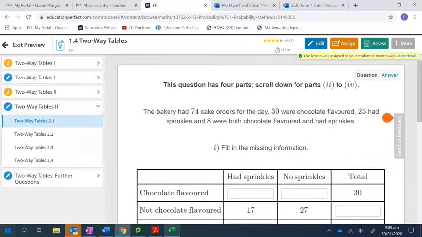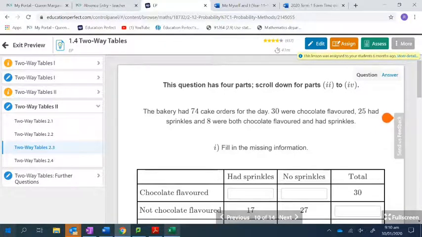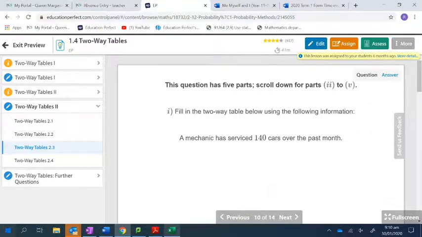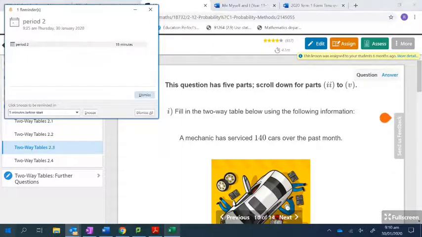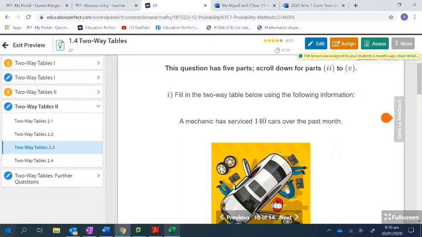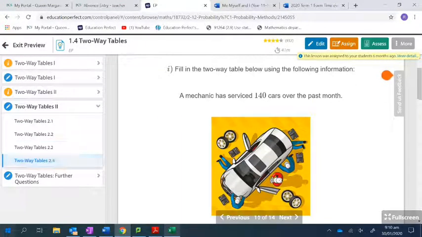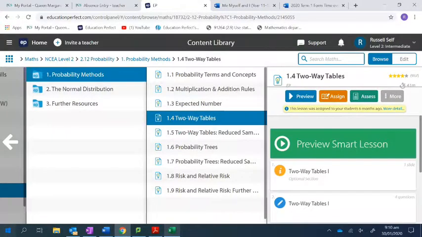Now, let me see. I thought that we had some conditional probabilities in this. Let me see. Maybe not. So it's in the next one, two-way tables.